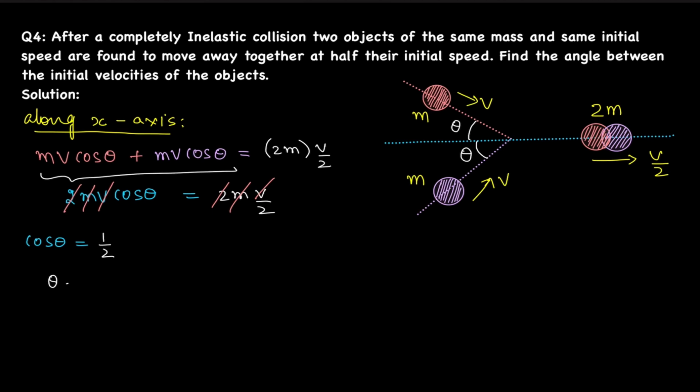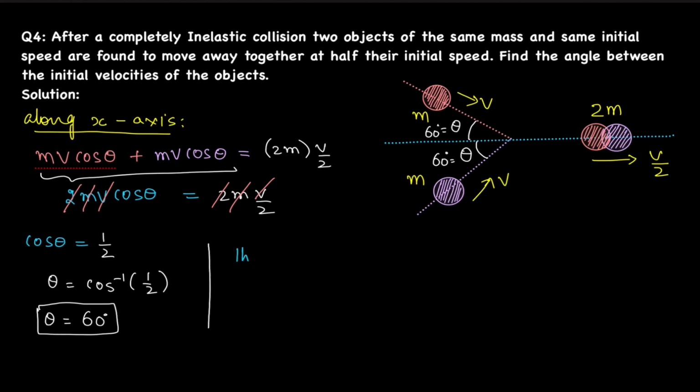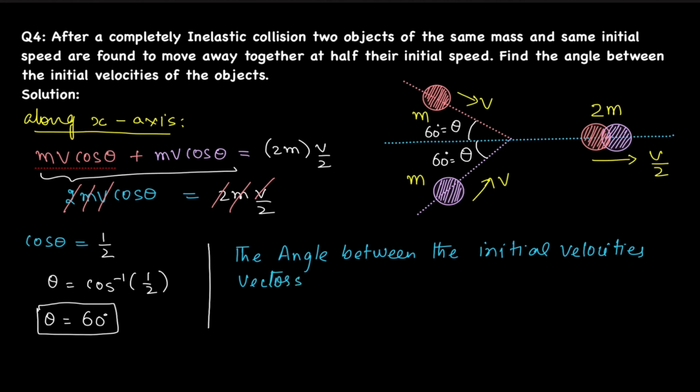So theta is equal to cos inverse 1 by 2. So it means theta is equal to 60 degree. So what is the angle between them? So this is 60 degree and this is also 60 degree. So the angle between the initial velocities of the objects will be 120 degree. Okay, so we can write the angle between the initial velocity vectors will be 120 degree. This is the answer of this question.